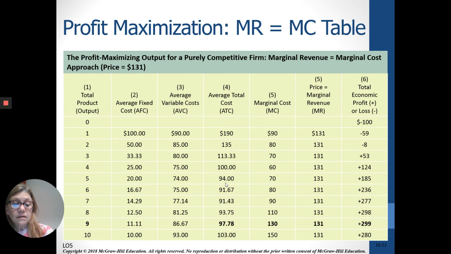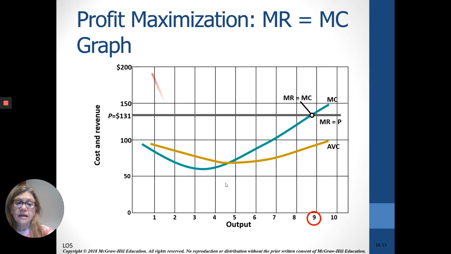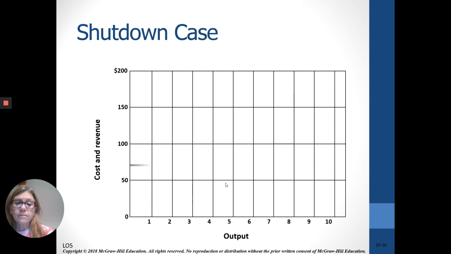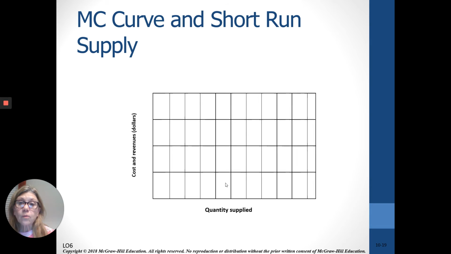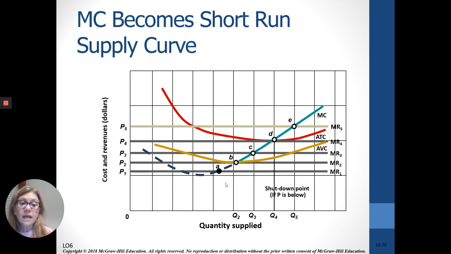But let's go back to that data again and see here that at 111 we would produce 8 and the profit would be $138. So we've kind of figured the rest of those prices. That means that at each price there would be a certain quantity supplied as long as we could cover the average variable cost. So let's look at what the marginal cost curve looks like.